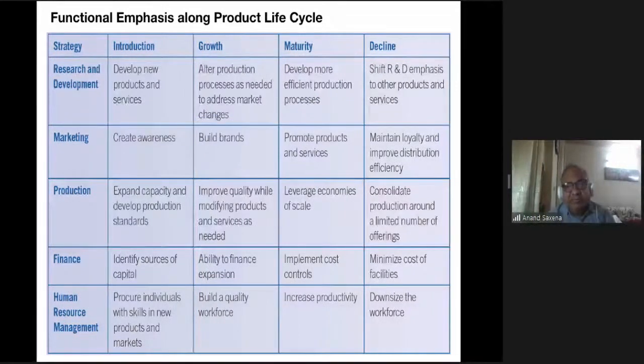As you can see on this particular slide, we have seen the functional emphasis along the PLC, the product life cycle, right? You would have seen how the marketing mix varies across the PLC. Here I am telling you how the functional mix varies along the PLC. In the introduction stage, of course, the focus of R&D is to develop new products and new services. And in the decline stage, you have to shift your R&D from the existing towards the newer products, right?